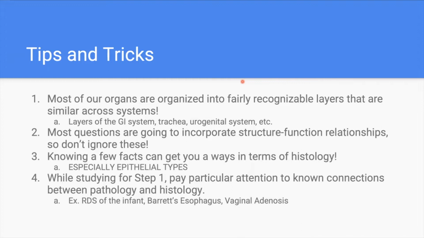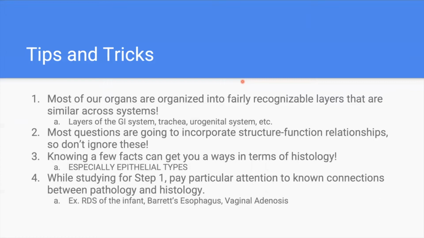Like I said, the GI system, the respiratory system, the urogenital system, that's fairly well preserved across all of those systems. So if you put some time into memorizing, let's say, the GI system and the layers associated with that, that will transfer to other systems as well and make that learning pretty easy.